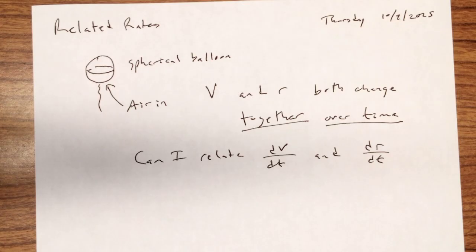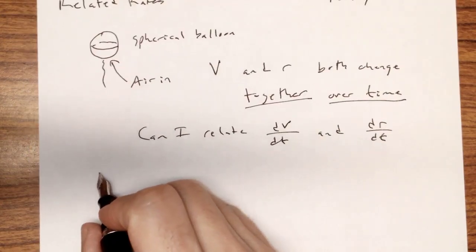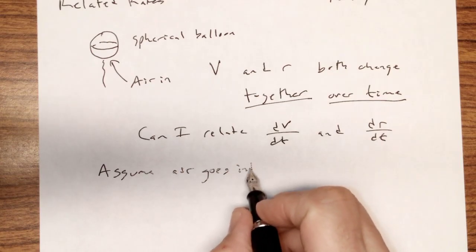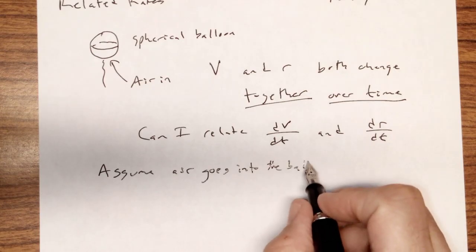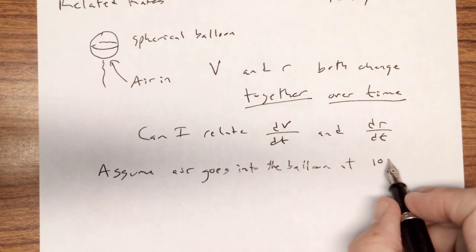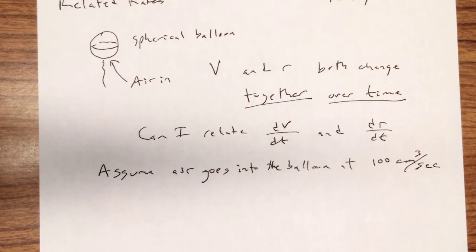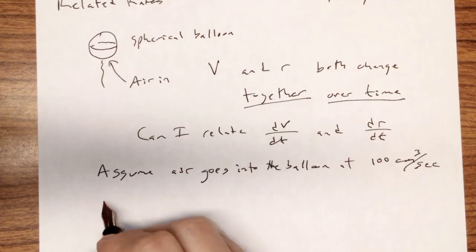The first thing I need to be able to do this is a little bit more information. I need to know how fast my volume is changing. So let's make an assumption. We're going to go in 100 cubic centimeters per second. So every 10 seconds, I add a liter of air to this particular balloon. How fast is the radius changing?